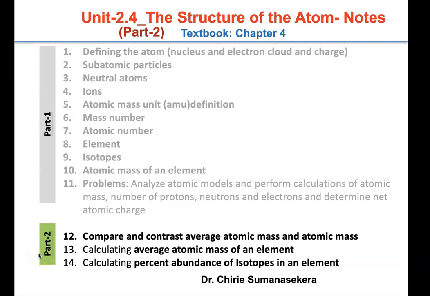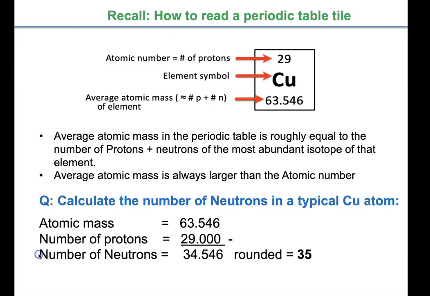In Unit 2.4, Part 2, Structure of the Atom, we are going to do three things. Compare and contrast average atomic mass and atomic mass, and do calculations of average atomic mass of an element and percent abundance of isotopes in an element.